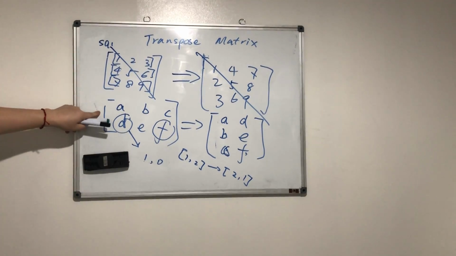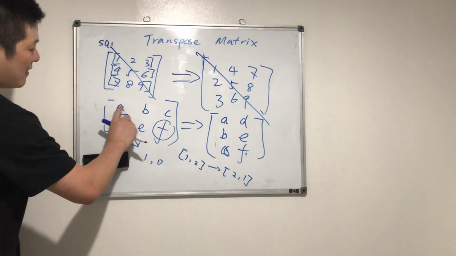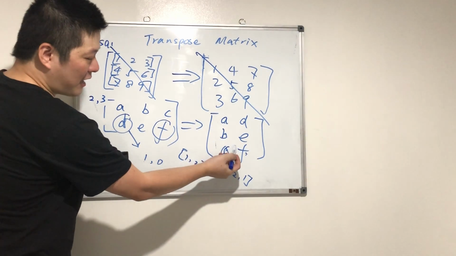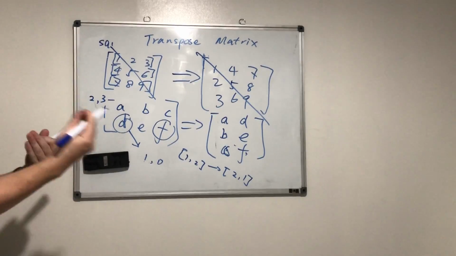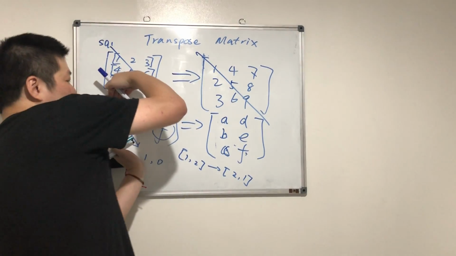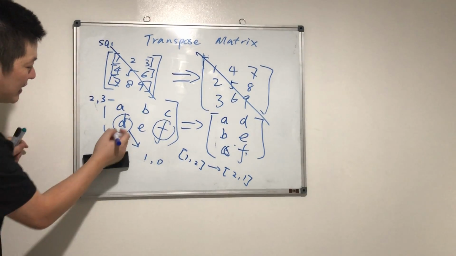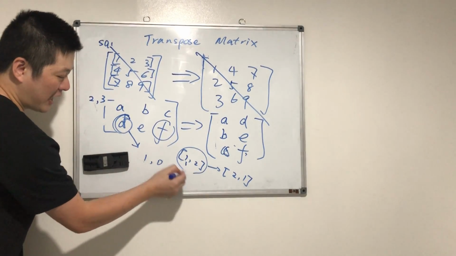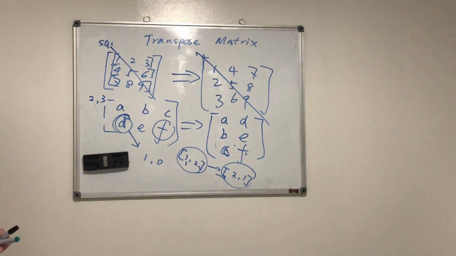For this one, if it's not a square, you can think of it this way. First of all, if the original has 2 rows and 3 columns, the target matrix will have 3 rows and 2 columns. The size will be swapped. It will be turned this way, so that if the original element is at location 1, 2, then in the new matrix it should be at location 2, 1. Got it?